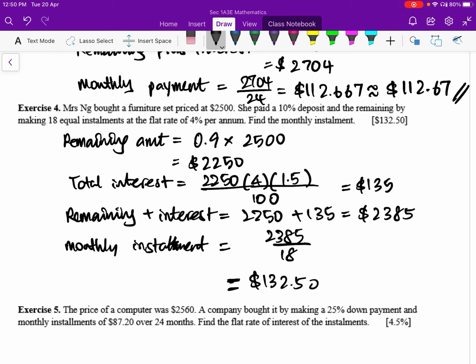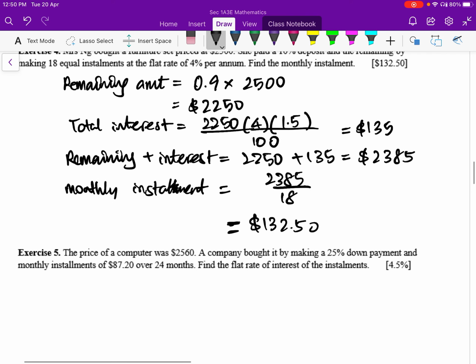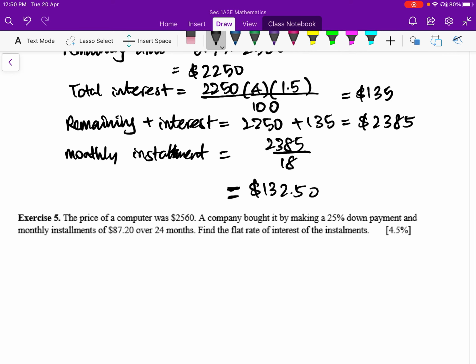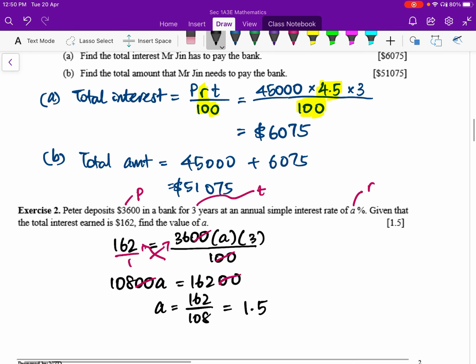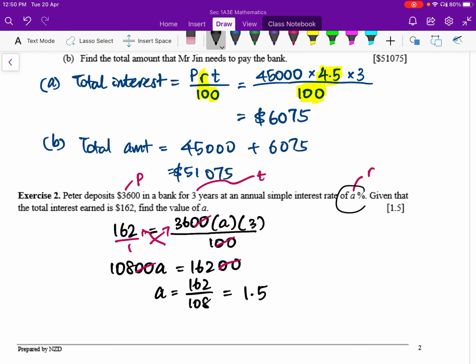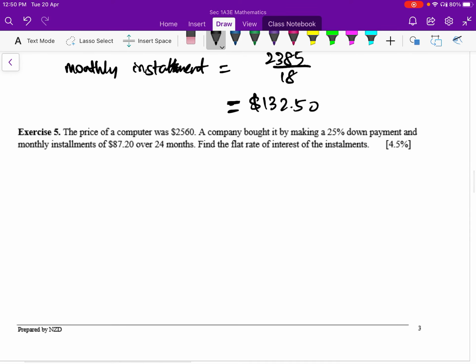Any issues? Now we have a variation of the question. This is quite similar to, I think, exercise number 2. Find the value of A, finding the interest rate given all the other information. So here, finding the interest rate, this will be your homework. Okay, exercise 5 homework.